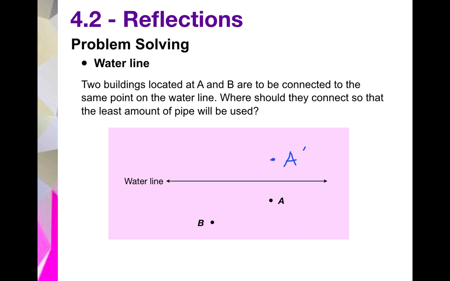And then we connect those 2 points, B to A prime. And the shortest distance between 2 points is a line. So the place where we're going to make our connection is right here. So this is going to be the shortest distance if we're just going to connect to one place on the water line. And we use reflection to find that location.